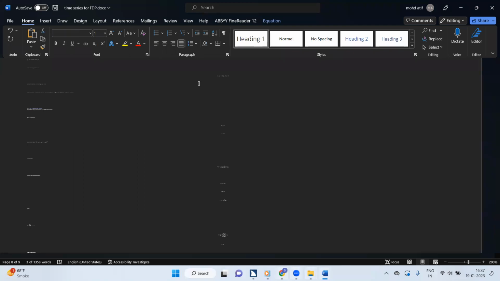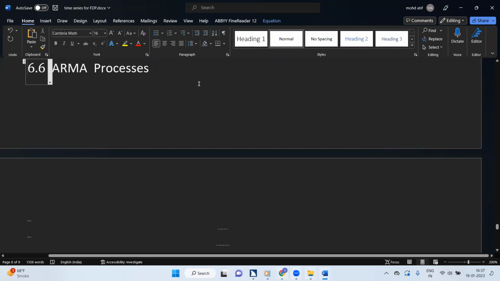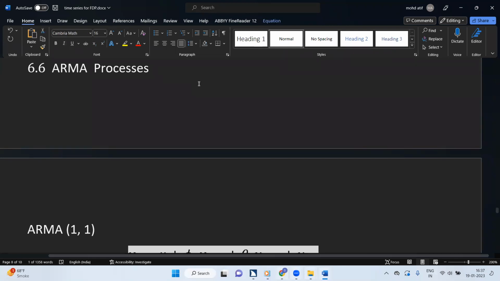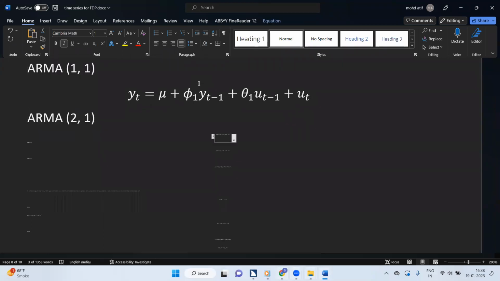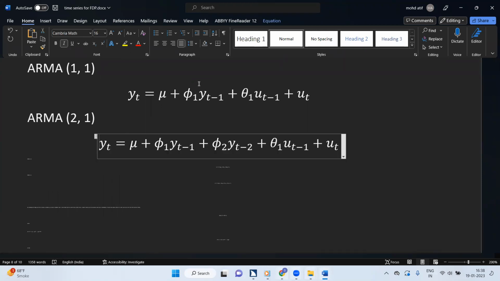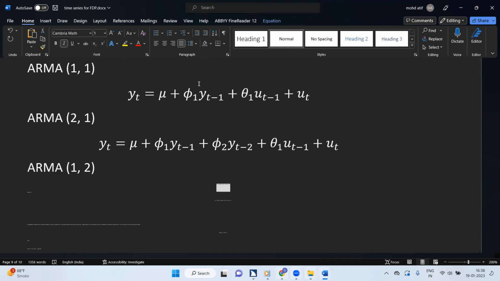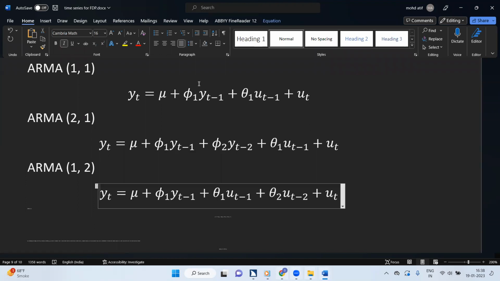Then we have the combination of autoregressive and moving average processes. So look at this ARIMA process. We have yt is equal to mu plus phi 1 yt minus 1 plus theta 1 ut minus 1 plus ut. So both things are important. Past values are important as well as past errors. So this is ARIMA 1 1. In ARIMA 2 1, we have two past values of y and one past error. Or ARIMA 1 2, we have one past value of y and two past errors.